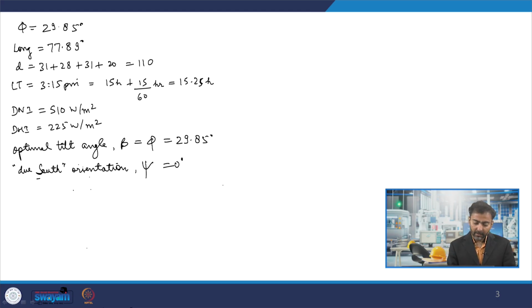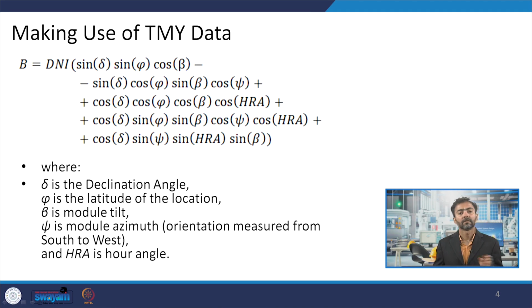Now, as we understand the plane of array radiation, we have been talking about it, is beam plus diffused plus reflected. So, we will solve for each of these components one by one. We will begin with the beam radiation first. Now, as we discussed in the last class, the beam radiation is given by this particular equation.